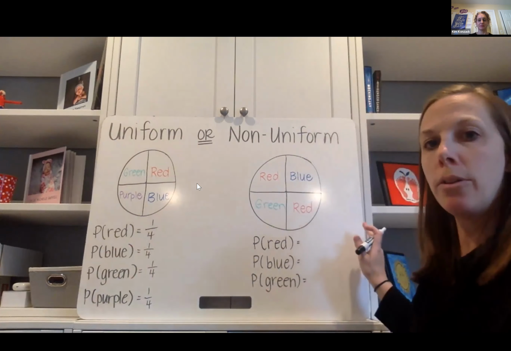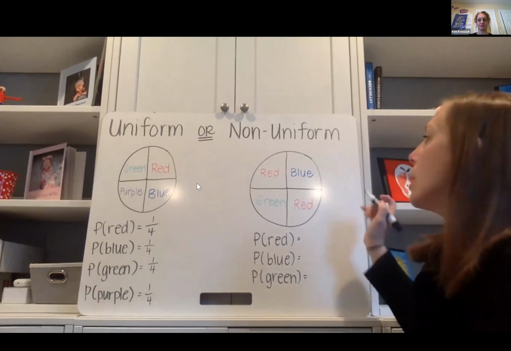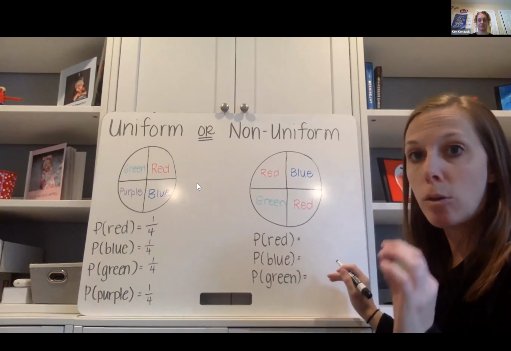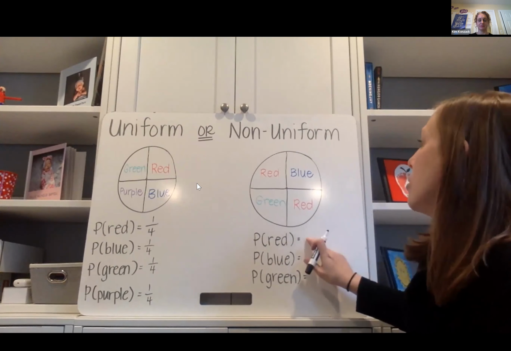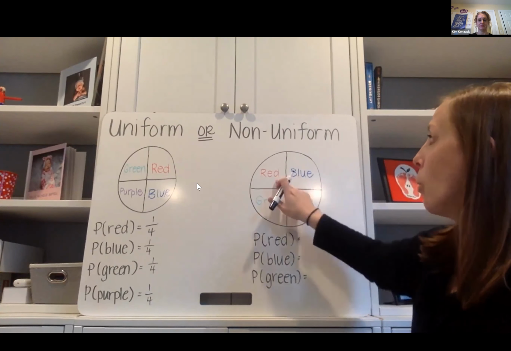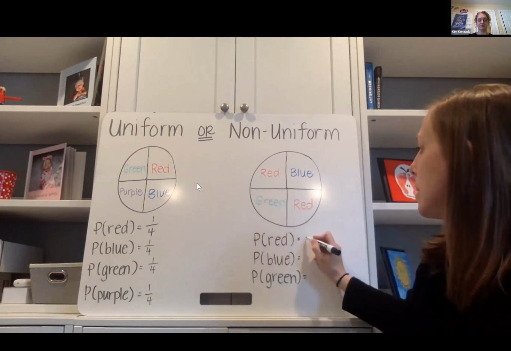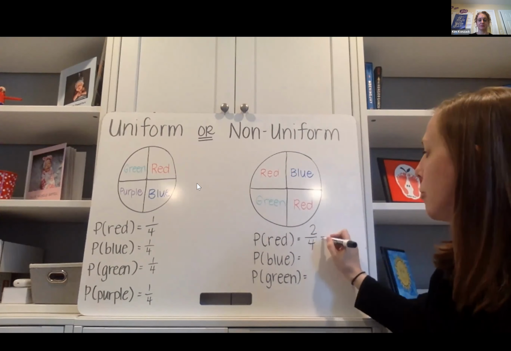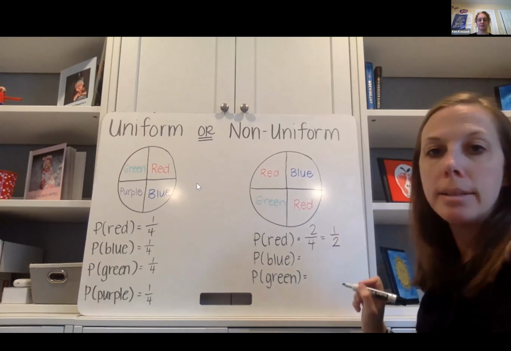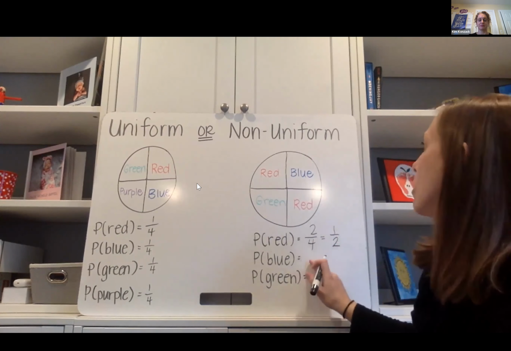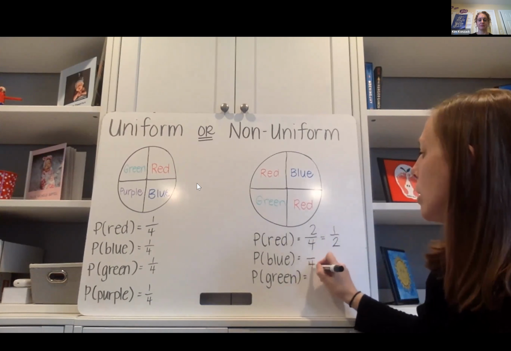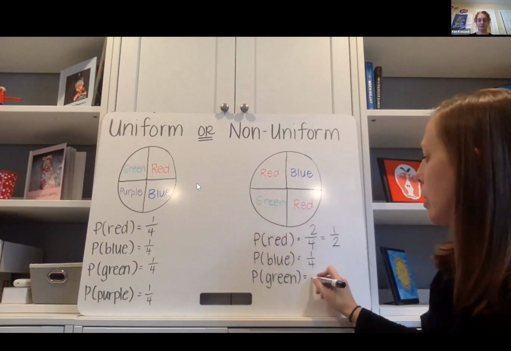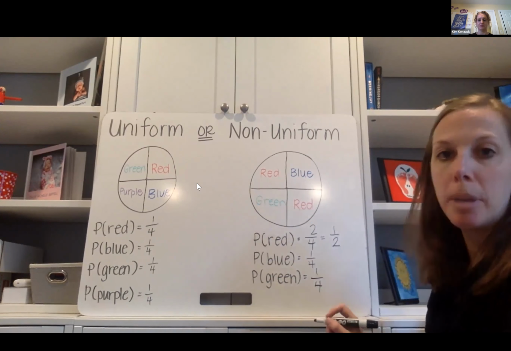So here I've drawn another spinner for you. And I'm going to look at the probabilities of each of the outcomes. Again, we're looking at theoretical probability. The theoretical probability of red, I have 4 equal spaces here. 2 of them are red. So I'm going to say the probability of landing on red is 2/4, or I can simplify that and say that's 1/2. The probability of blue, I've got my 4 equal spaces on the spinner. One of them is blue. And my probability of green is 1 out of those 4 equal spaces.